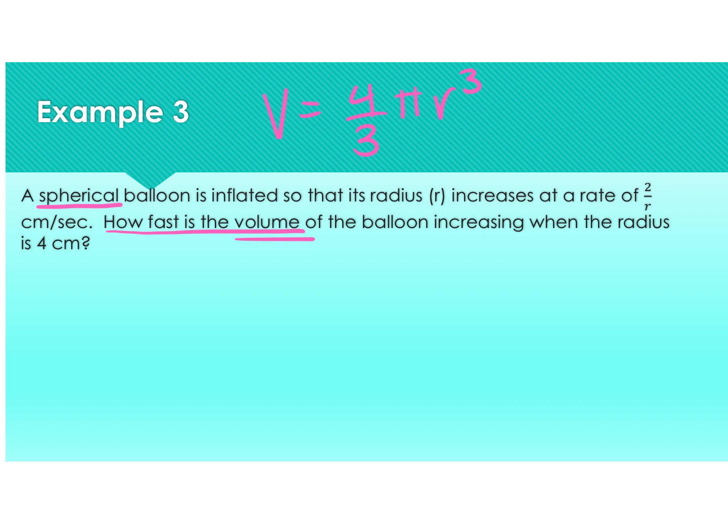We can label everything next. We've got 2 over r centimeters per second. What would that be? So the radius increases at a rate. dr over dt, since it's a rate, it'd be dr over dt. And it says when the radius is 4, so 4 would be r.